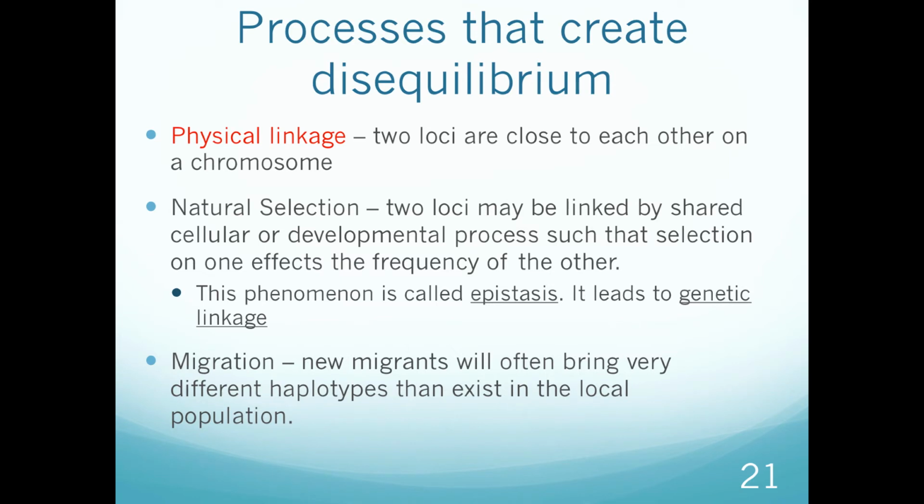So, processes that create linkage disequilibrium. The first and most obvious is just physical linkage on a chromosome. So if two loci are close to each other on a chromosome, then they are linked. And they will not recombine that often, and so they will be in linkage disequilibrium with each other. That means the allele frequencies will not occur randomly with respect to one another. Other processes that can create linkage disequilibrium, though, are natural selection and migration.